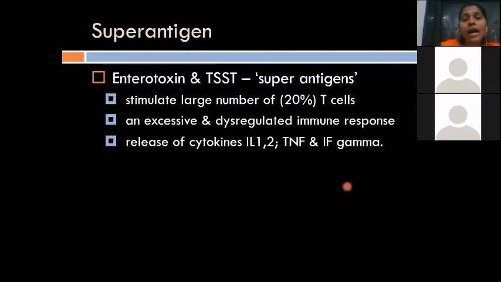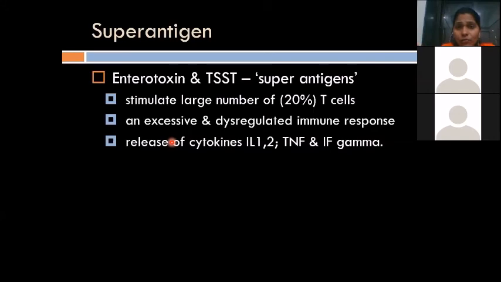Because of the large number of T cells which are stimulated, this leads to an excessive and dysregulated immune response. Lots of cytokines are poured in, then interleukins come into the picture, then there is TNF alpha, interferons. All these things are poured into the bloodstream and they have a big effect. So that's how the patient suffers from hypotension.